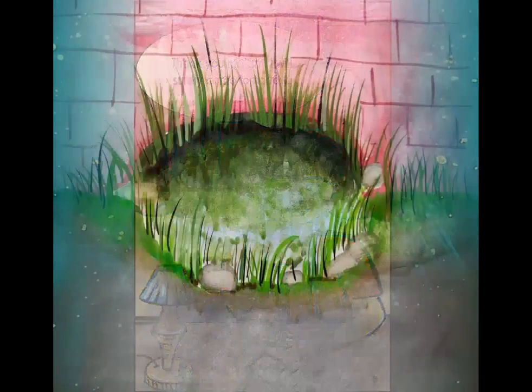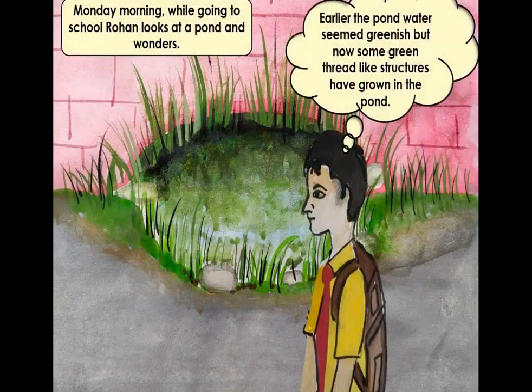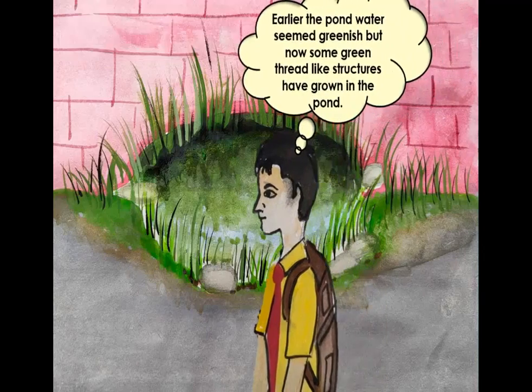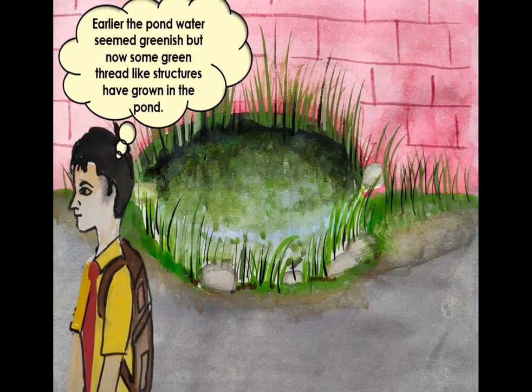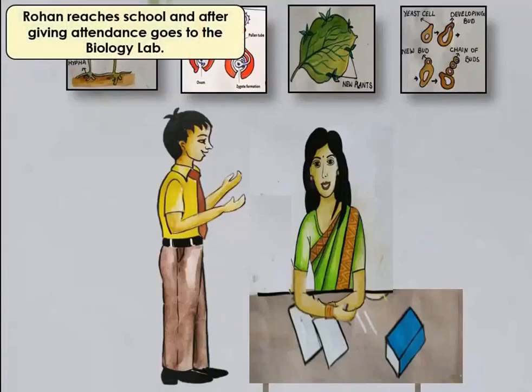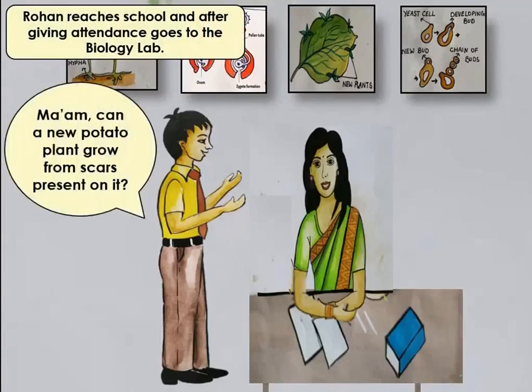Okay, Rohan. Monday morning, while going to school, Rohan looks at a pond and wonders. Earlier, the pond water seemed greenish, but now some green thread-like structures have grown in the pond. Rohan reaches school and after giving attendance goes to the biology lab.